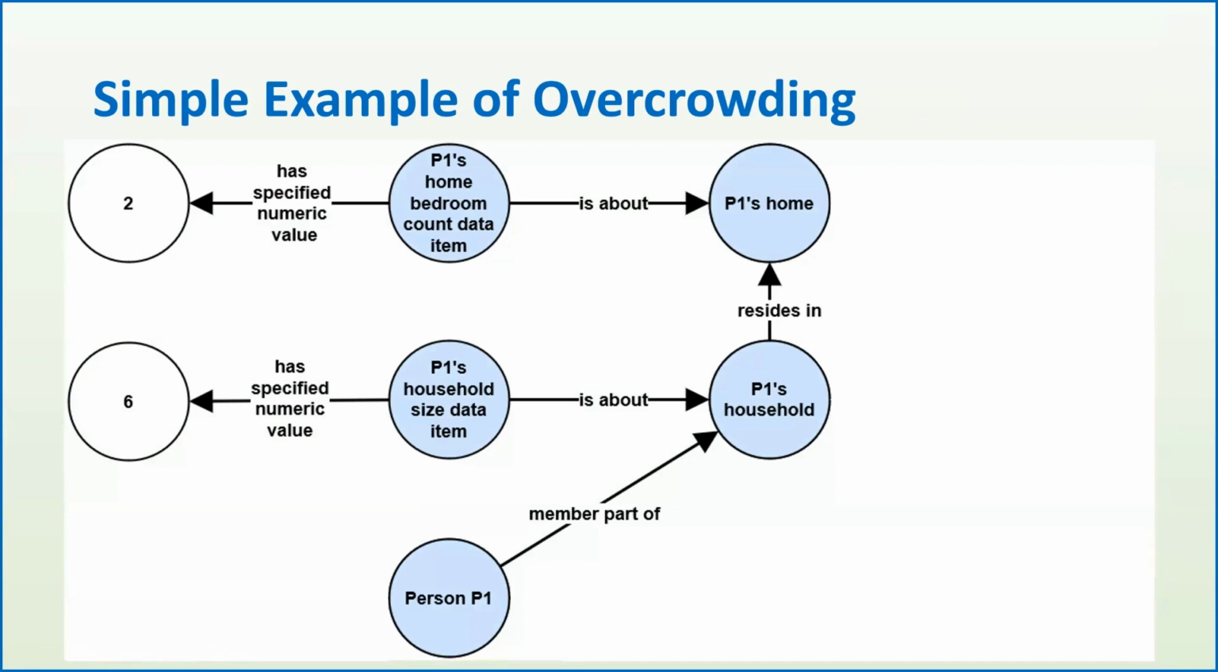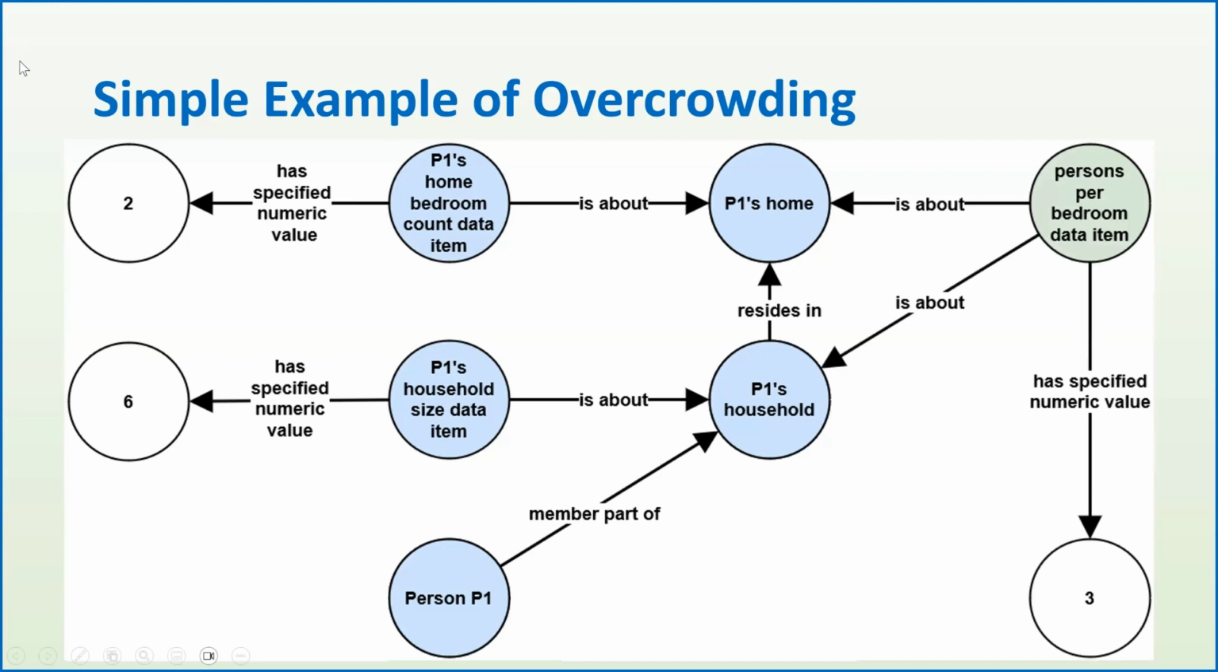So we have a data set about person P1, who's a member of a household that resides in a shared home. Here the consumer data is telling us that the person's household size is 6, so 6 members of the household, and they're sharing a home with only 2 bedrooms. And so if we're looking into the persons per bedroom count, then of course we easily infer an additional data item, a persons per bedroom data item with a value of 3.